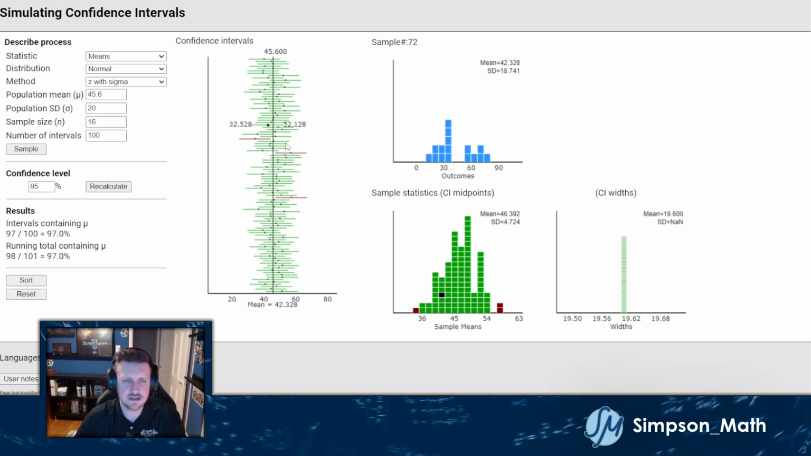Now, these intervals that missed, they didn't do anything wrong. It's just due to dumb luck. So we're sampling from a normal distribution. It happens that we get values up here, but 95% of the samples that we collect should produce an interval that captures the truth. So far, we've looked at 101 of them, and 98 of them have captured. So right now we're at 97% capture rate.